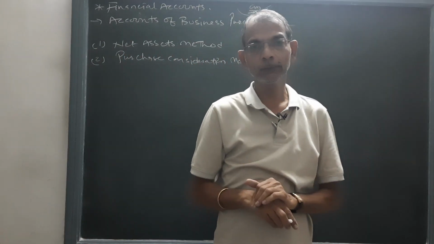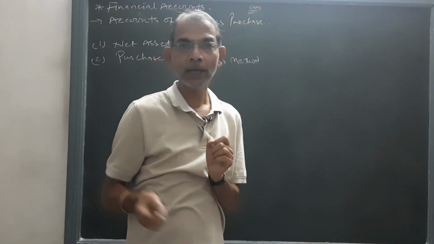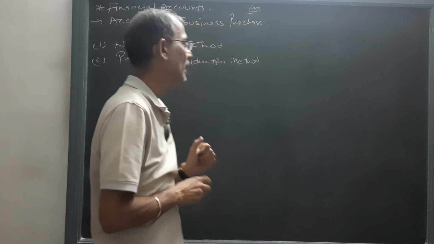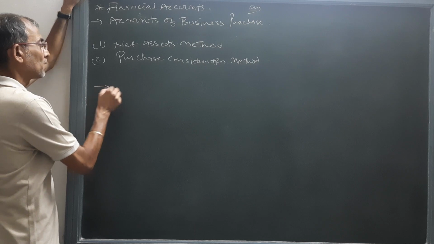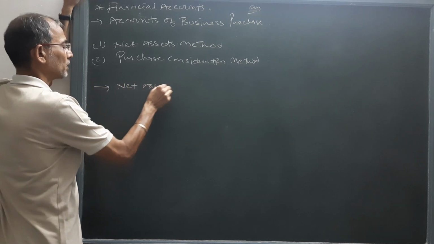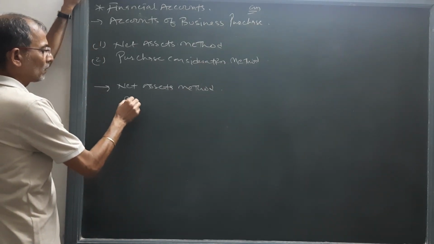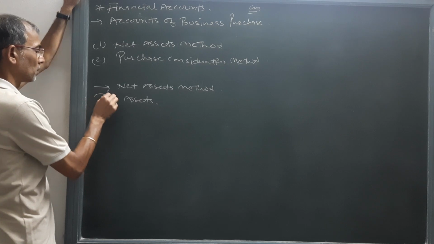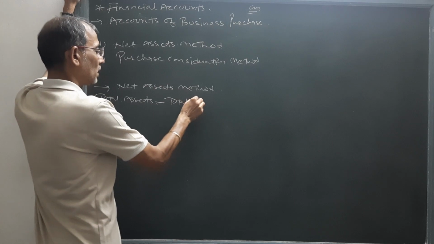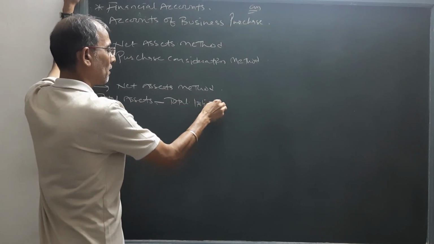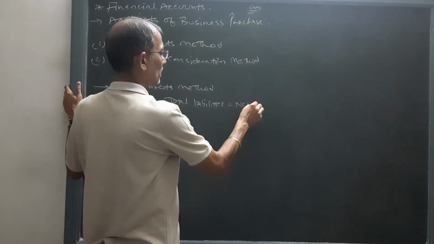In the first method, the company will find out the net assets of the firm and pay an amount equal to the net assets. In that process, first of all, the company will take total assets minus total liabilities. That will give us net assets.